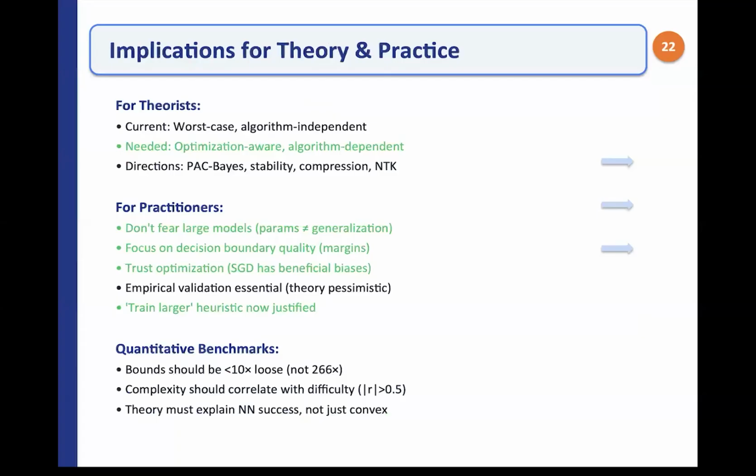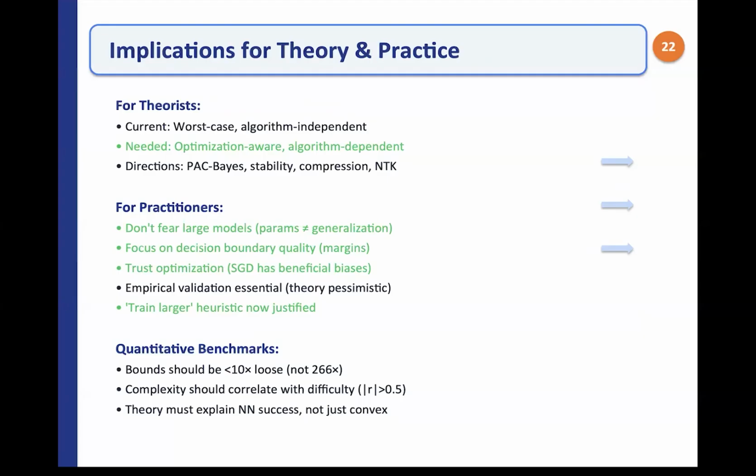For theorists, the takeaway is that worst case, algorithm-independent bounds aren't enough. We need optimization-aware theory, like PAC-Bayes, stability, compression, or NTK-style analysis that reflects what gradient descent actually does.